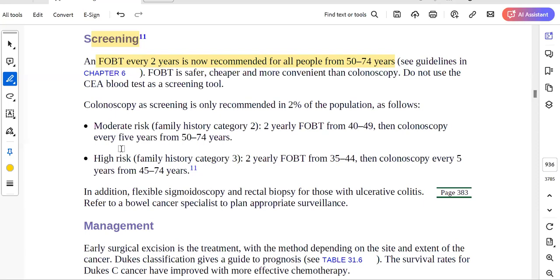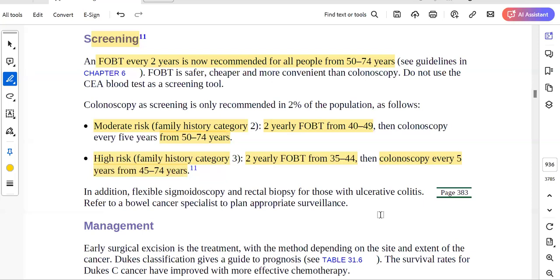But there are some groups of patients who are moderate risk or high risk. For them, you might need to send them to colonoscopy. According to JAM, patients who are in moderate risk, JAM says to do the FOBT every 2 yearly from 40 to 49, and then colonoscopy every 5 yearly from 50 to 74. And for high risk patients, 2 yearly FOBT from 35 to 44, and colonoscopy every 5 yearly from 45 to 74. Now, that is usually the case. Most of the time, this is what we follow.